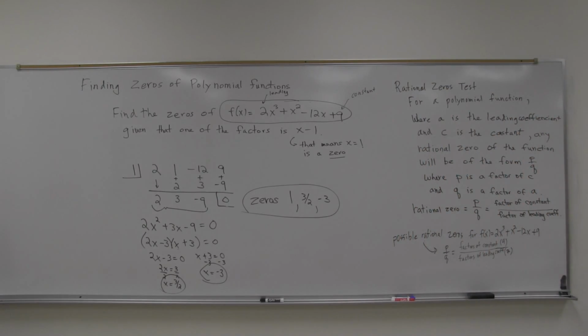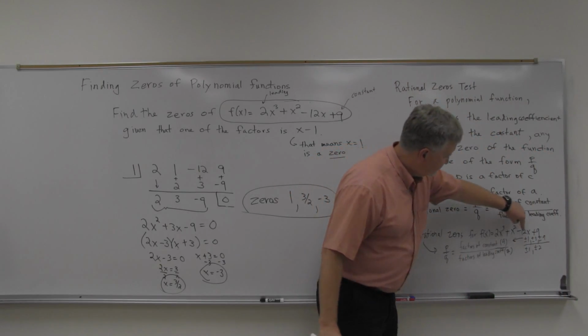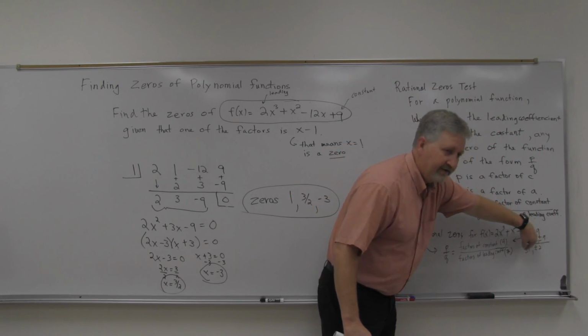Well, 9 doesn't have a lot of factors, but it's got 3 factors: 1, 3, and 9. But not only 1, 3, and 9, but the negative counterparts of those as well, so we add plus or minus to all of them. And then for 2, plus or minus 1, plus or minus 2. Not a whole lot of factors there. So for the list, you just take all of these and divide them by all of those.